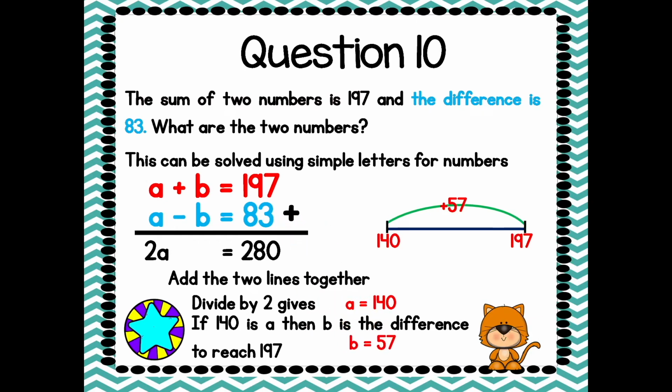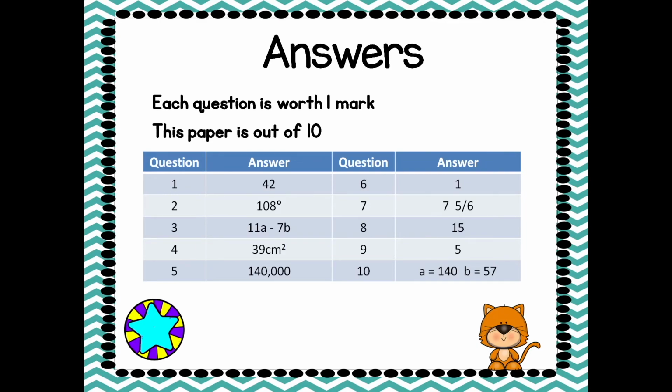The answers for all questions are here. Each question is worth 1 mark and the paper is out of 10. Question 1, 42. Question 2, 108. Question 3, 11A and minus 7B. Question 4, 39 centimeters squared. Question 5, 140,000. Question 6, 1. Question 7, 7 and 5/6. Question 8, 15. Question 9, 5. Question 10, A is 140 and B is 57.